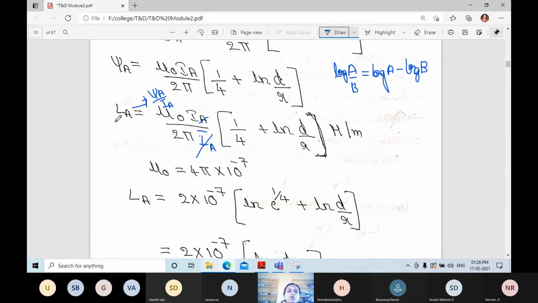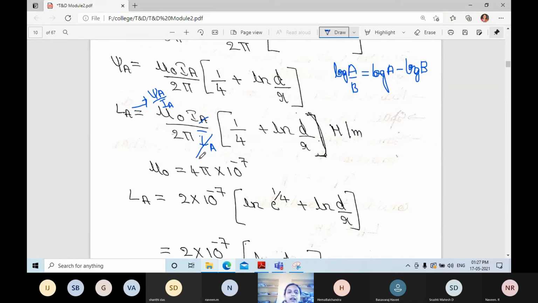What about inductance? Inductance is equal to flux linkage divided by current. So LA is equal to flux linkage divided by IA. So you will get mu naught IA divided by 2 pi IA, times 1 by 4 plus ln d by r, Henry per meter. That is the unit of inductance. And mu naught is equal to what? 4 pi into 10 to the power of minus 7. Substitute the value of mu naught.